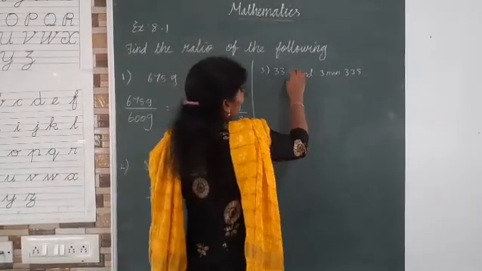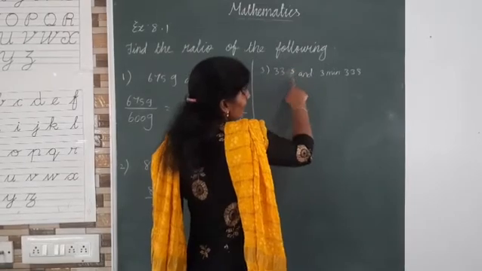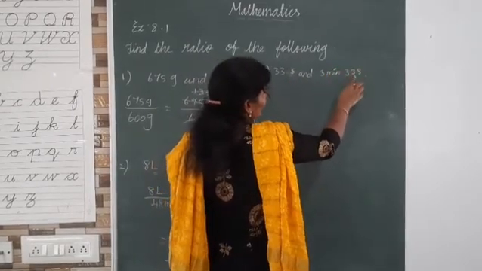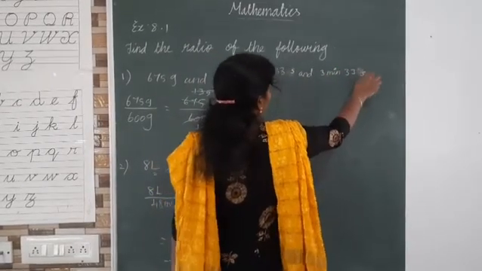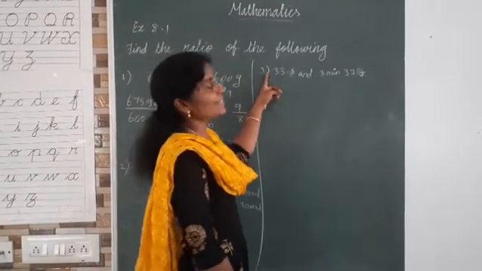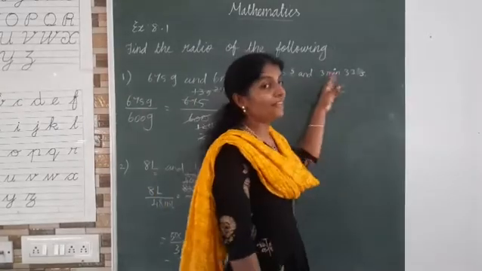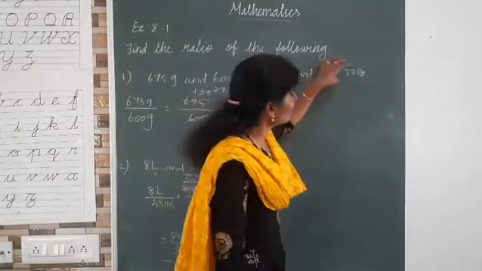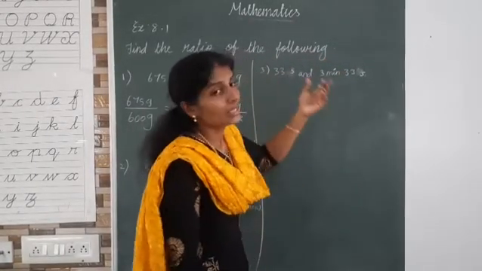33 seconds and 3 minutes 33 seconds. Now listen. 33 seconds and 3 minutes are different units. Here, minutes can also be converted into seconds.